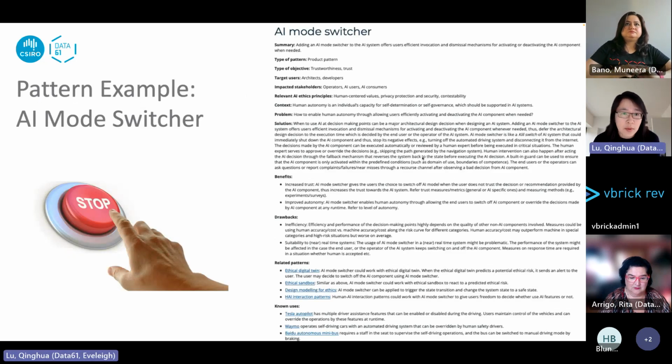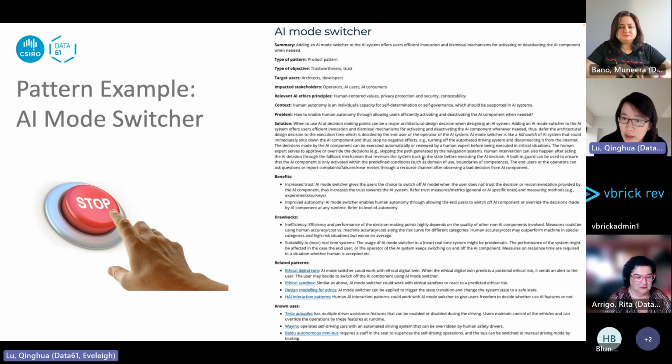And here is an example of the pattern called AI mode switcher. You can see every pattern starts with a very brief summary. Then we explain the type of the pattern. This pattern is a product pattern. Then we also explain the type of the objective, whether it's designed for improving trustworthiness or trust, and who the target users are. For this pattern, they are architects and developers. We also explain who is impacted by this pattern, what the relevant AI ethics principles are, and the context, problem, and solution details.